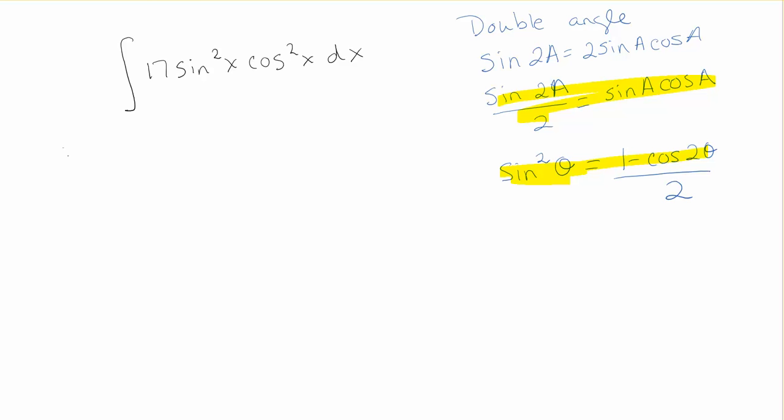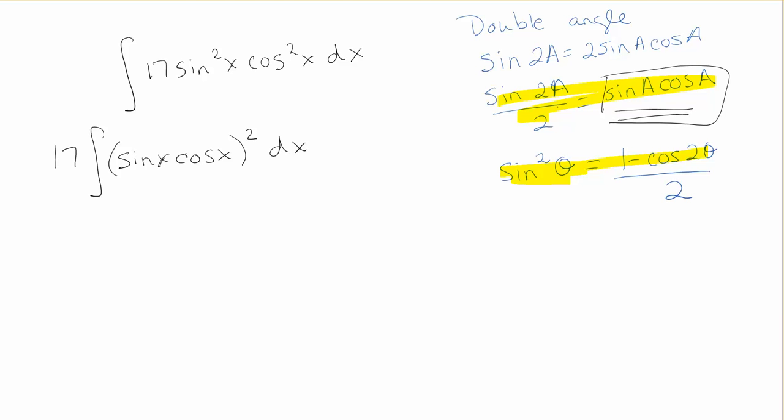So the first thing you want to do is say, okay, I'm going to pull the 17 out in front. And instead of thinking of sine squared x, cosine squared x, I'm going to think of this as sine x cosine x, quantity squared, dx. Okay? And then I say, hey, wait a second, that's the left-hand side of this identity over here. So I can write this as 17 times the antiderivative. Instead of sine x cosine x, I can write that as sine 2x over 2, and then of course that's squared, and then dx.